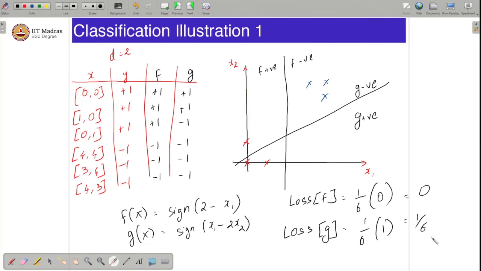You can argue whether these are the only functions. No, obviously not. There are several possible classifiers, and a real classification algorithm would actually find the best classification model out of all such functions. But in this particular simple case, we are just interested in finding out which of the two is a better classifier, f or g, and in this case f is the better classifier.